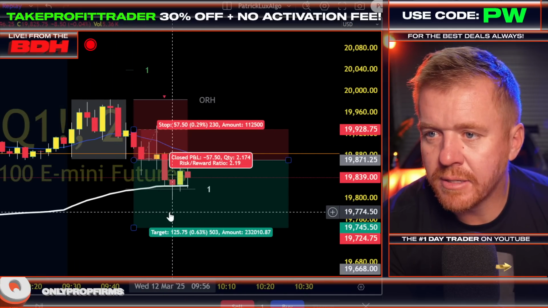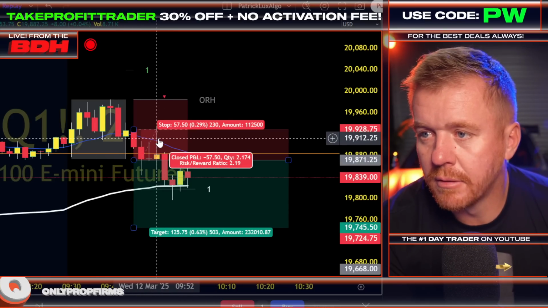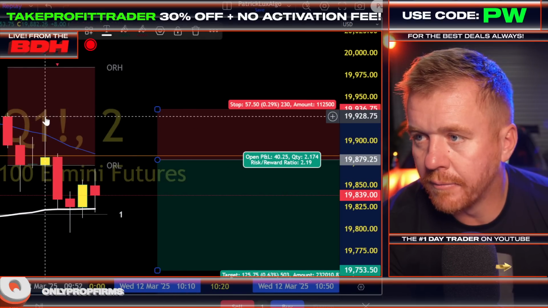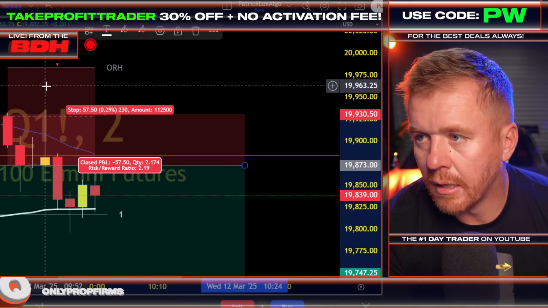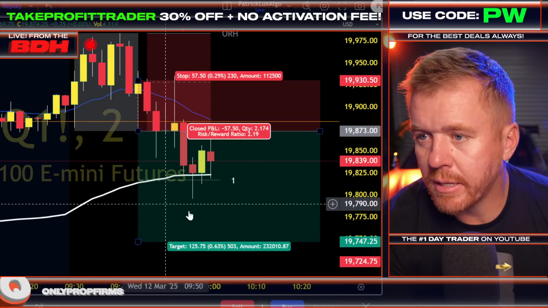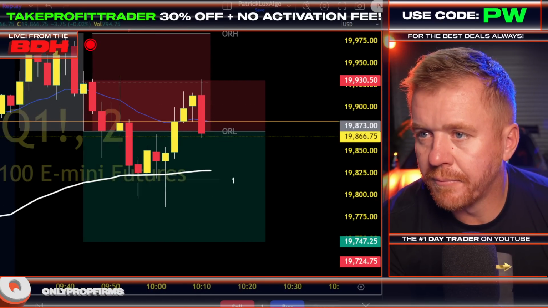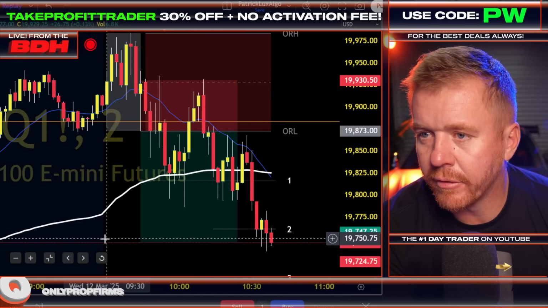Ooh, would we have gotten stopped right there? I guess we would have probably gotten stopped. It just barely got above us, so we would have gotten stopped there. 100%. Let's see if this goes in direction or ends up chopping around. Looks like it just chops around. Ends up going down there to the 2.